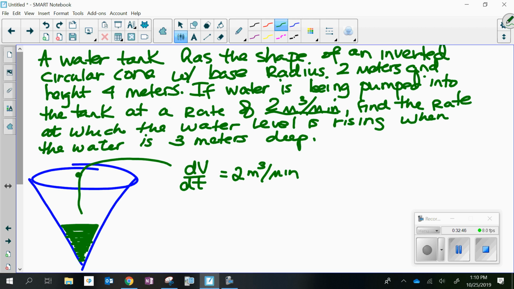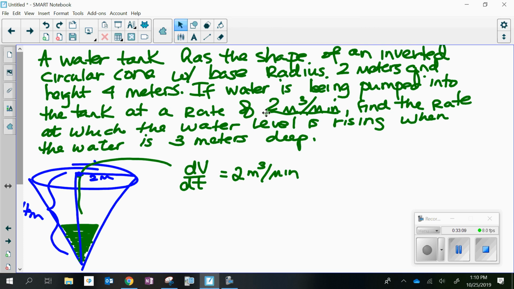This is blue. This is 2. Okay. What is the height? So that is this guy right here, right? 4 meters. Okay. And those only go on the figure if they are constant. Please don't put the ones that are changing on there because that'll mess you up.